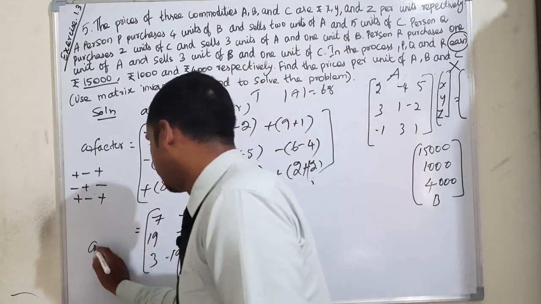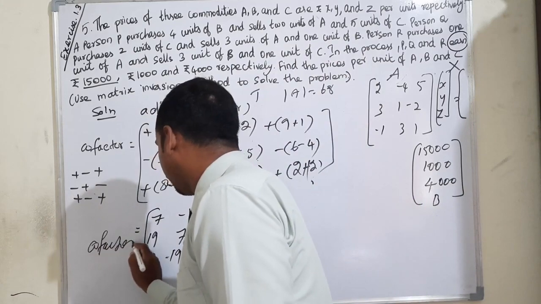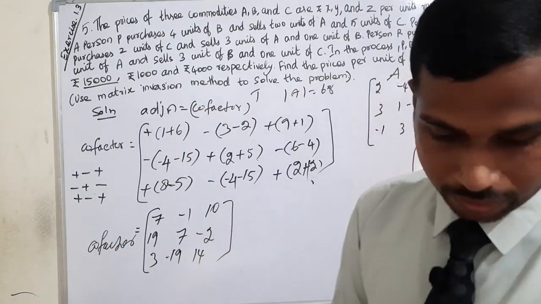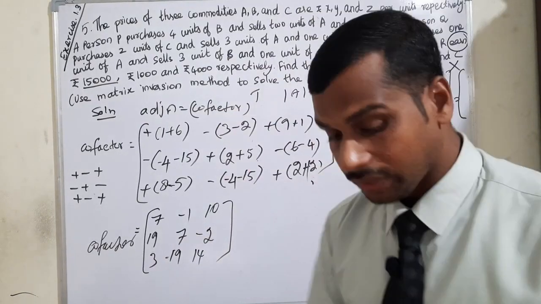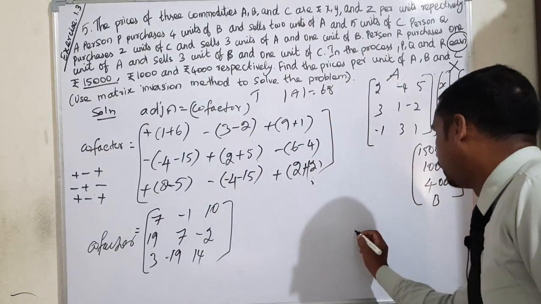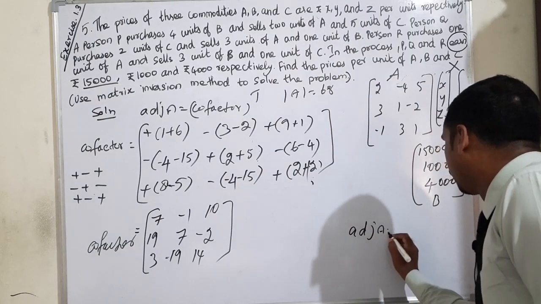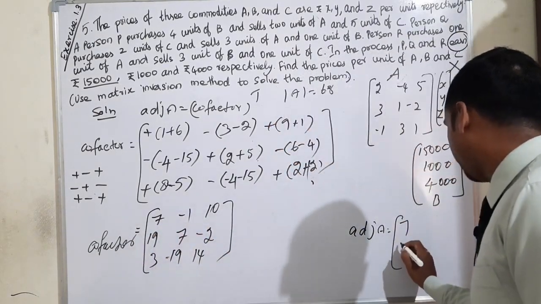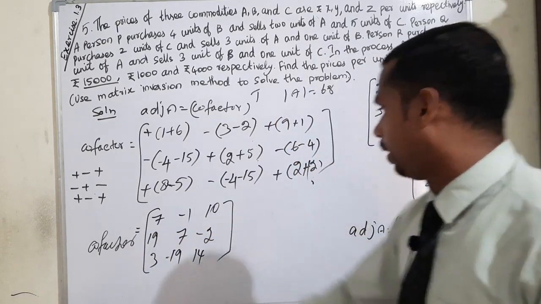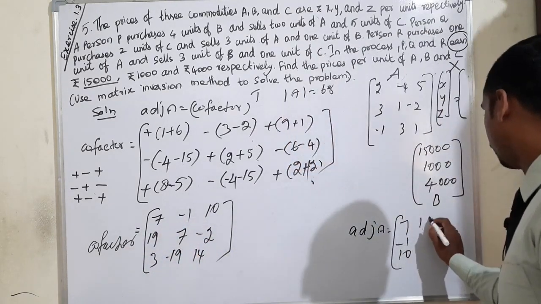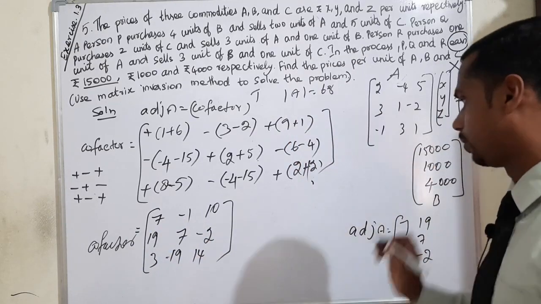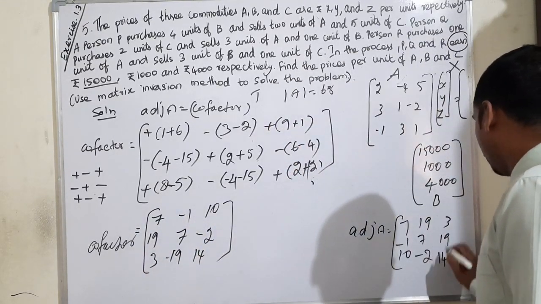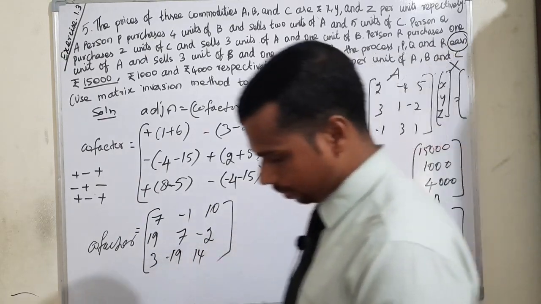This is what is the name? Cofactor. But we need the adjoint of A, isn't it? So how to find out the adjoint of A? Transpose, isn't it? I will write it here. So adjoint of A: the row we should write as a column. 7, minus 1, 10. We should write in column. 7, minus 1, 10. 19, 7, minus 2. 3, 19, 14. This is called adjoint of A.